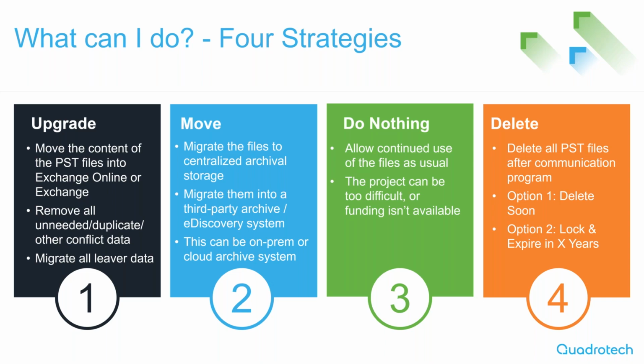And you can remove unneeded and duplicated content and also migrate files from leavers, that are files from all of those users that have left the company. The second option is move. So this means handle the files floating around on shared drives and use centralized storage. And you can migrate them into a third-party archive system or e-discovery system, either on-prem or into cloud.